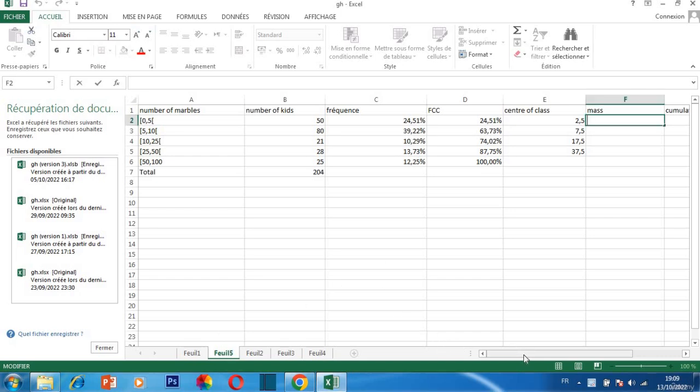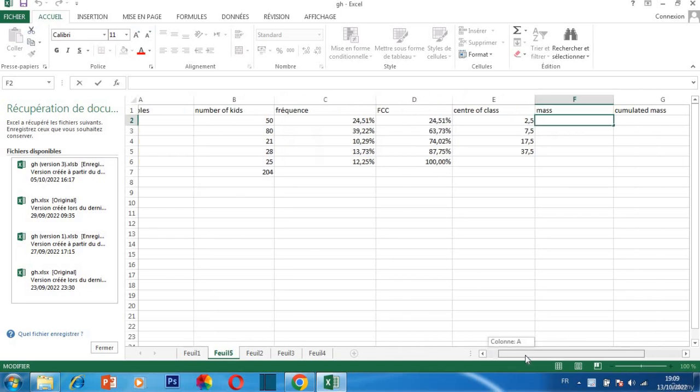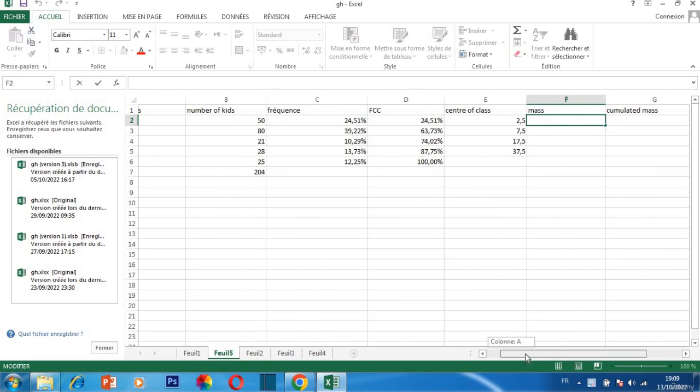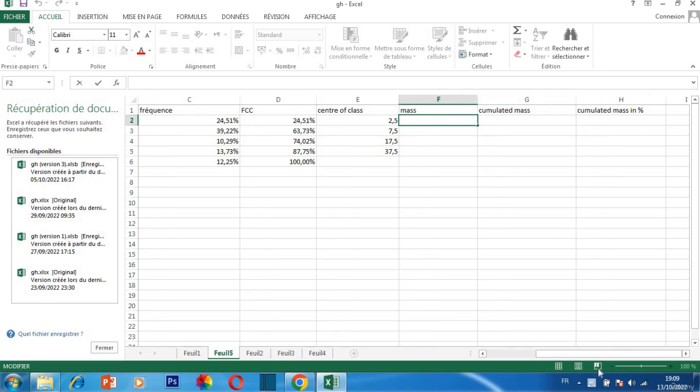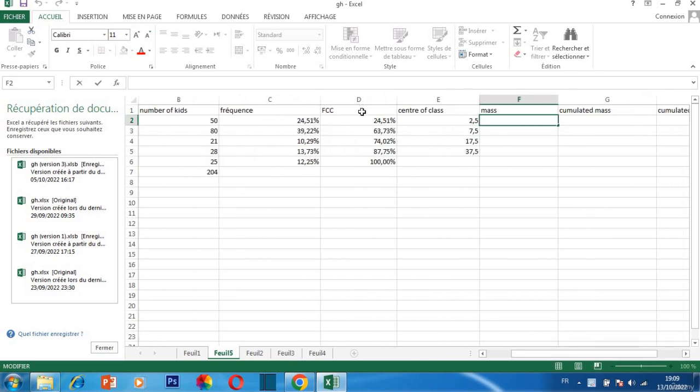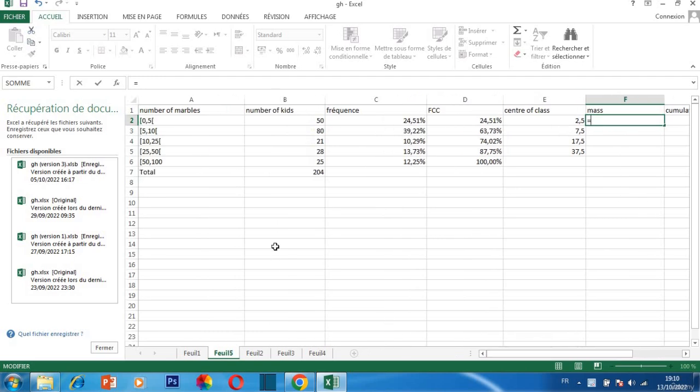So in order for us to calculate the Lorenz curve in the dispersed case, here we had the mass, the accumulated mass, and the accumulated mass in percentile. So we take in the curve the frequency, the cumulative frequency, and the accumulated mass. So we're gonna calculate the mass. In order to do that, we're gonna take the number of kids, multiply by the center of class. We're gonna generate that.